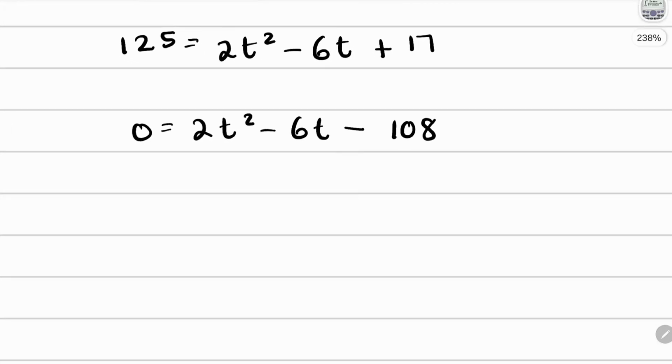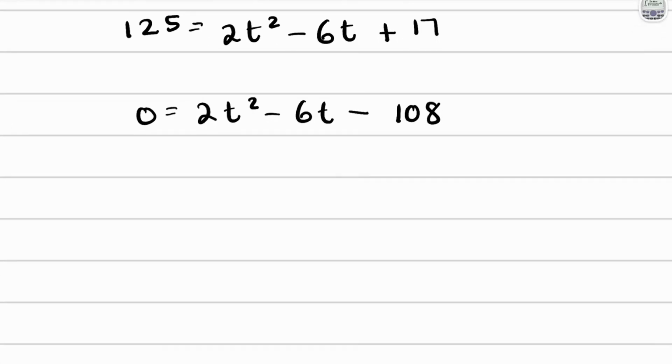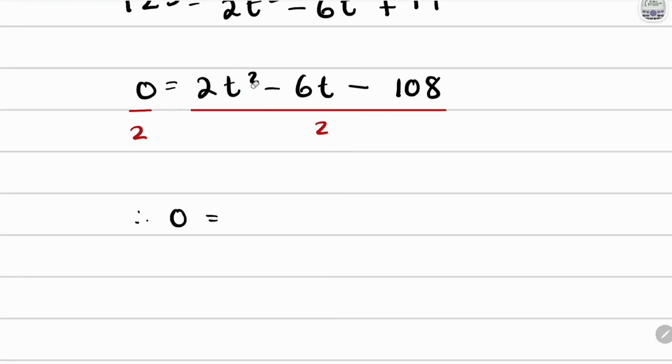Now we have to actually just factorize this and solve for t. Do you notice that each value has a common factor of 2? Common factor of 2 all through. So we can actually just divide by 2 on both sides of the equation to get rid of this common factor. So divide by 2 and divide by 2. It means that 0 divided by 2 is 0, which is equal to 2t squared divided by 2 is t squared, and then we have minus 3t, and then 108 divided by 2: 100 divided by 2 is 50, 8 divided by 2 is 4, so that is 54. Negative 54 is what we have over there.